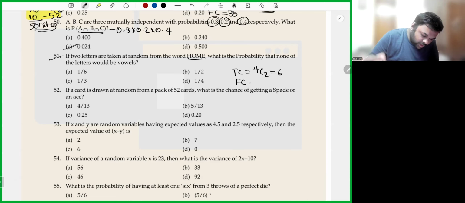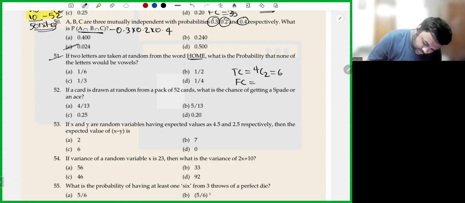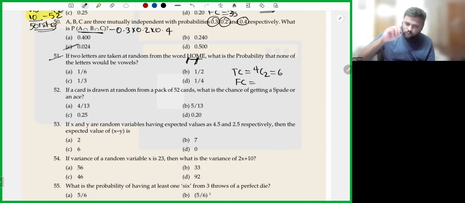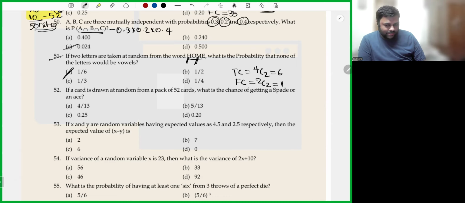Favorable cases. None of them are vowels, means consonants. How many consonants are there? H is a consonant, M is a consonant. How will you select 2 consonants from 2 consonants? 2C2, which is 1. So probability is favorable cases by total cases.